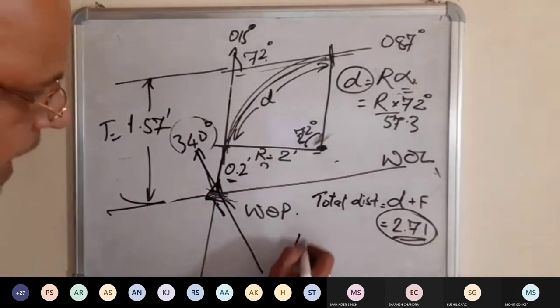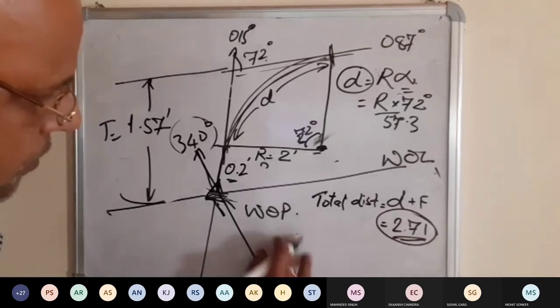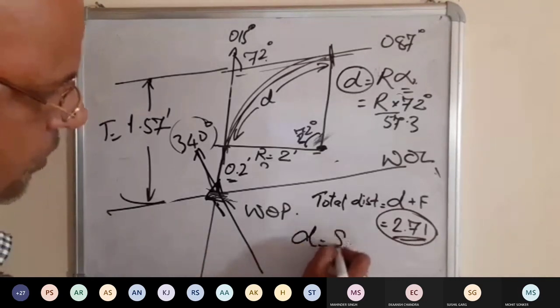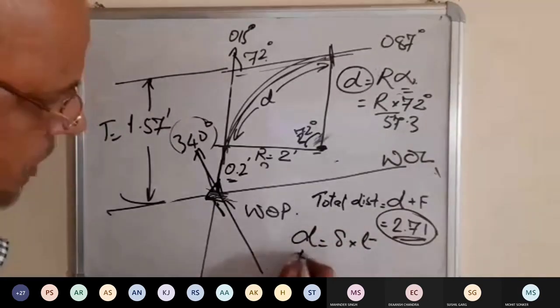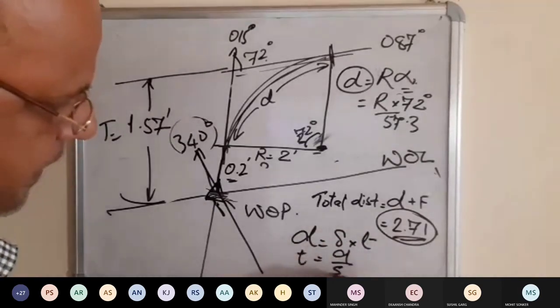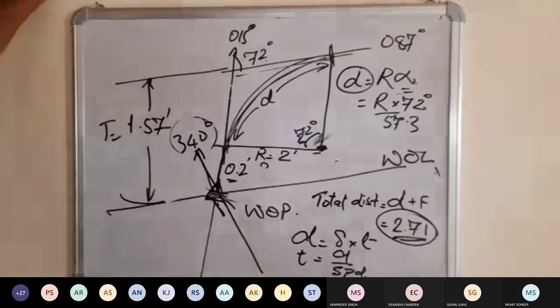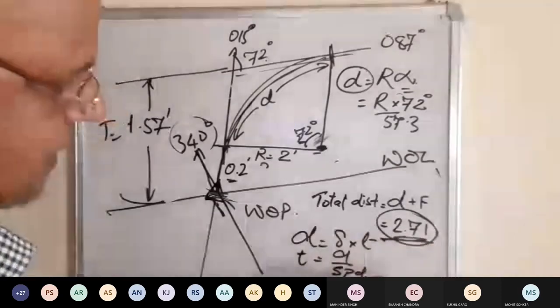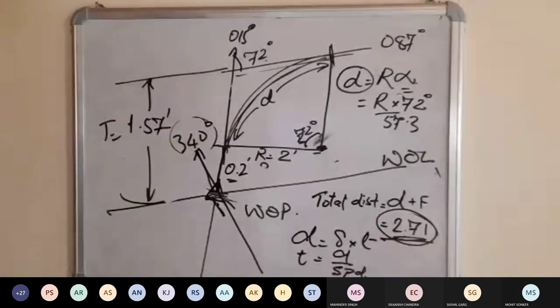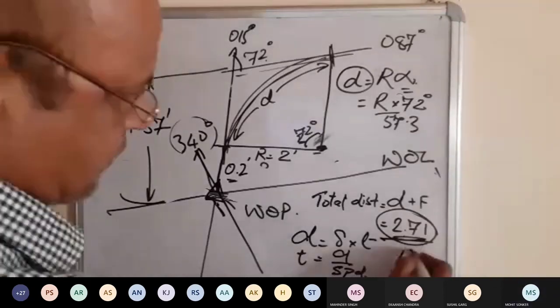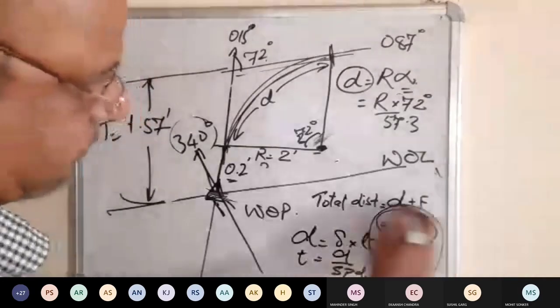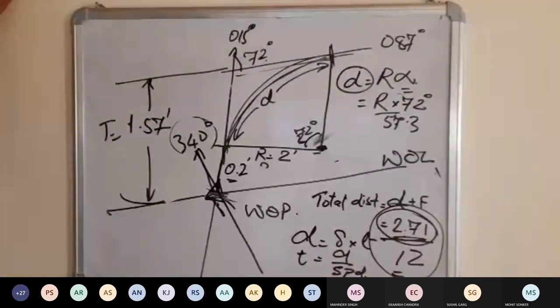That will be: distance is equal to speed into time. So time is equal to distance by speed. Distance is this, divided by speed. What is the vessel's speed? 12 knots. So time taken will be this: 13 minutes 33 seconds. Convert that into decimal, then the calculation will be easy.